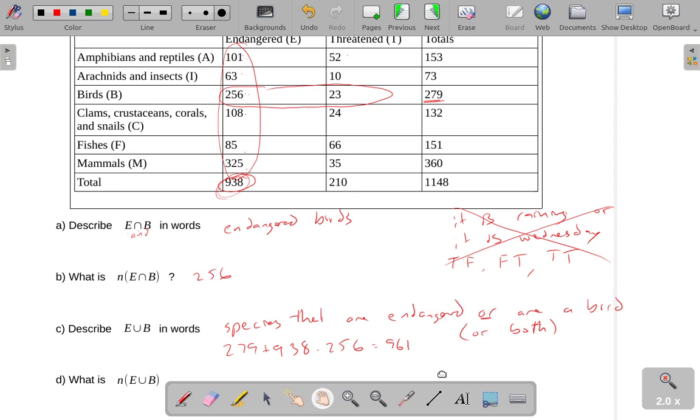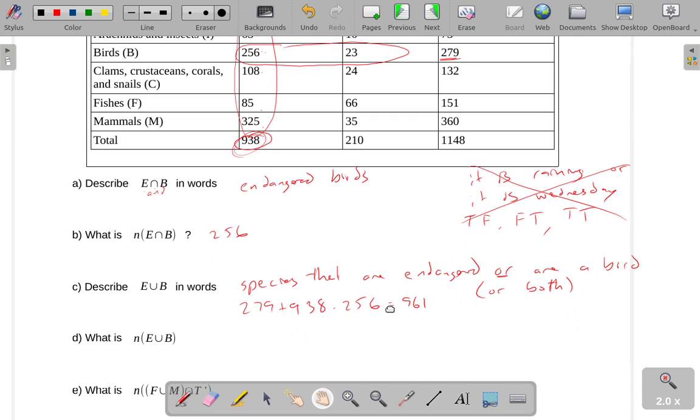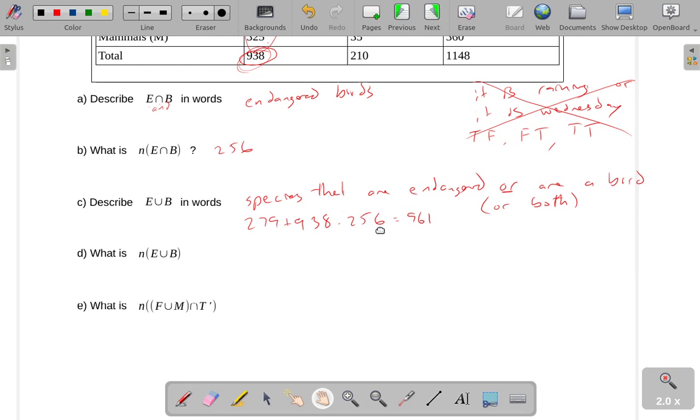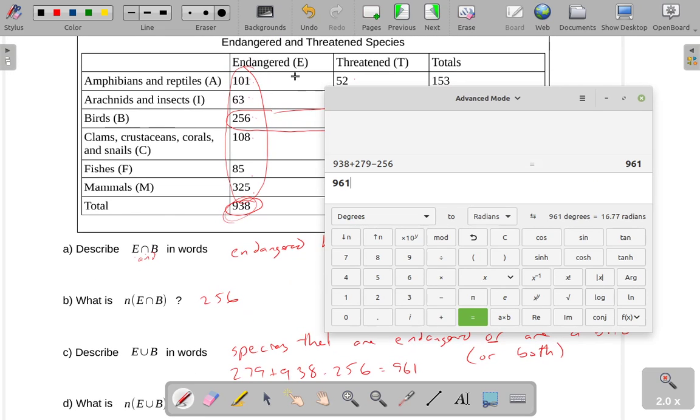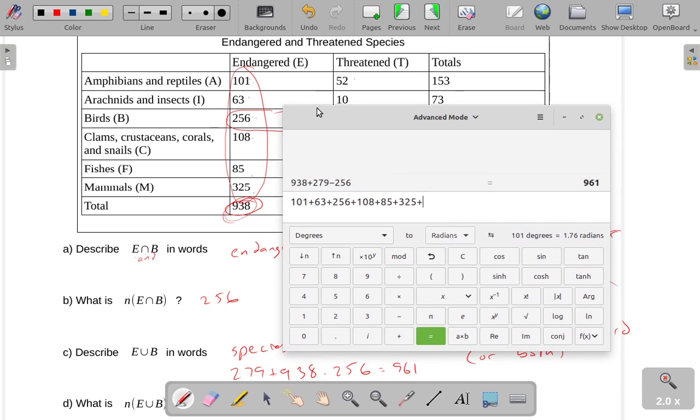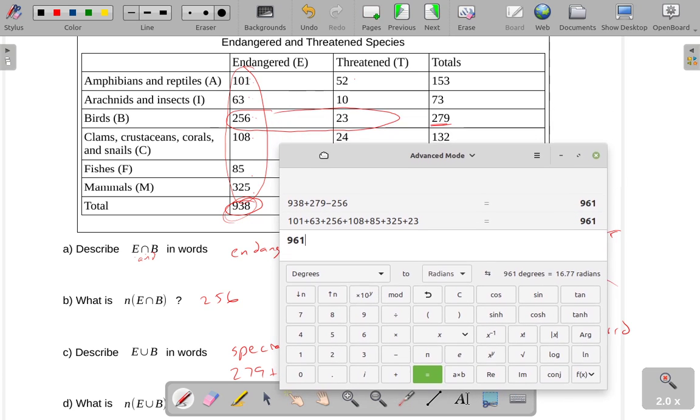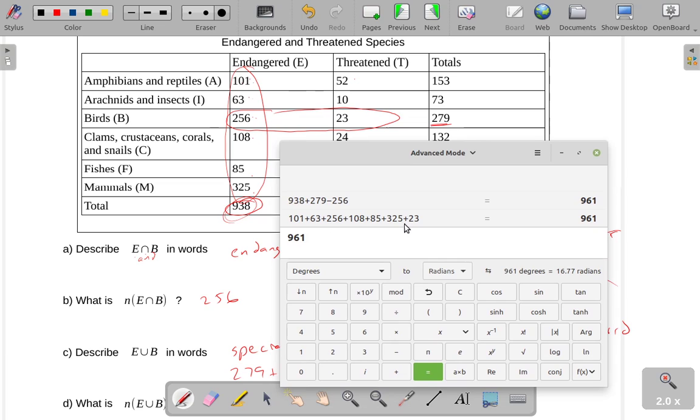So this sort of technique, where I took the sum of the entire first column, the sum of the entire row, and then subtracted off this number that was double counted, we actually have a special name for this particular property. We call this the union rule. I haven't technically introduced it yet, though. But like I said, you could have gotten this just by adding up all these individually: 101 plus 63 plus 256, 108, 185, 325, and 23. You can see we get the same number if I add all of those up individually, but I'm much more likely to make a mistake if I'm adding up a bunch of individual numbers.